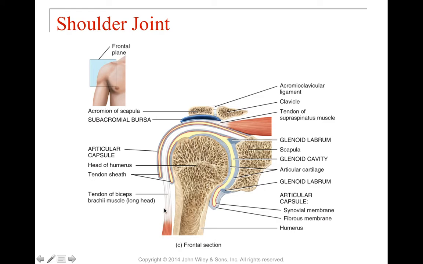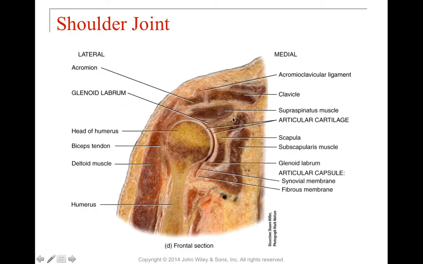And last but not least, we have another tendon. Here's the tendon of the biceps, which runs right into these regions called the tendon sheath, so it's going to go on either side of the tendon. So we actually have an articular capsule on the outside and also on the inside of the tendon of the biceps. All right, so what does that look like on an actual cadaver?